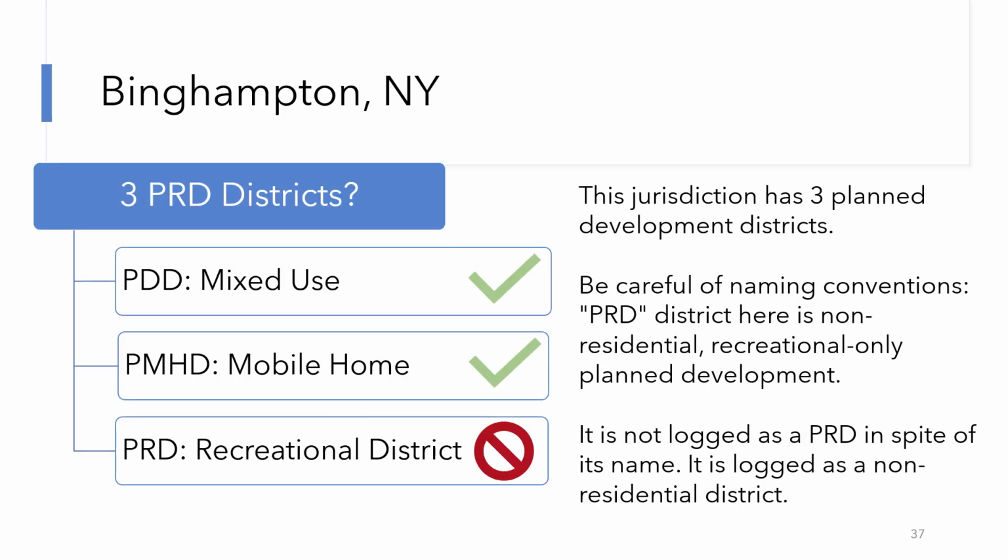In Binghamton, New York, they have 3 what could be considered PRD districts, but if you look closely, the one that's actually called PRD is a recreational district and does not allow housing. So sometimes you will see misleading acronyms in the text. Be very careful of this because here the one that's actually called PRD is the only one that's not a PRD.